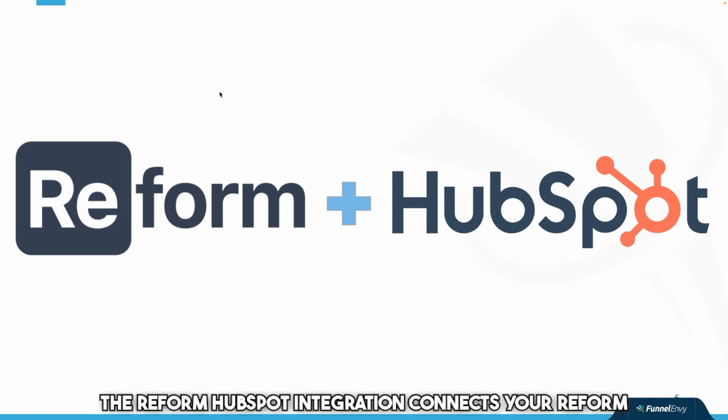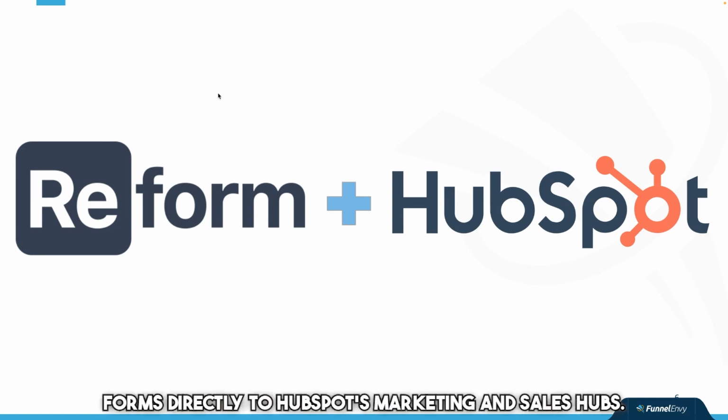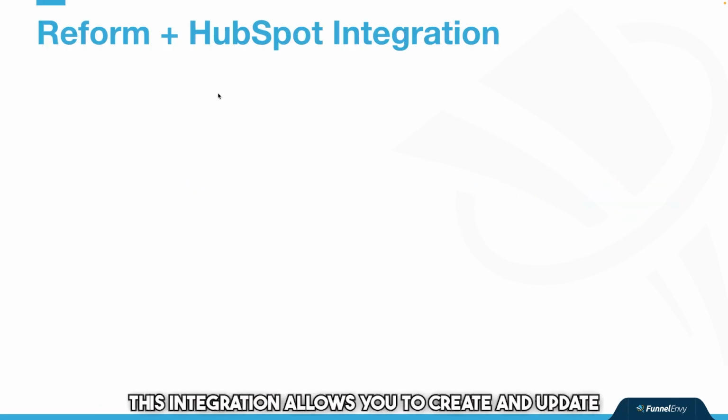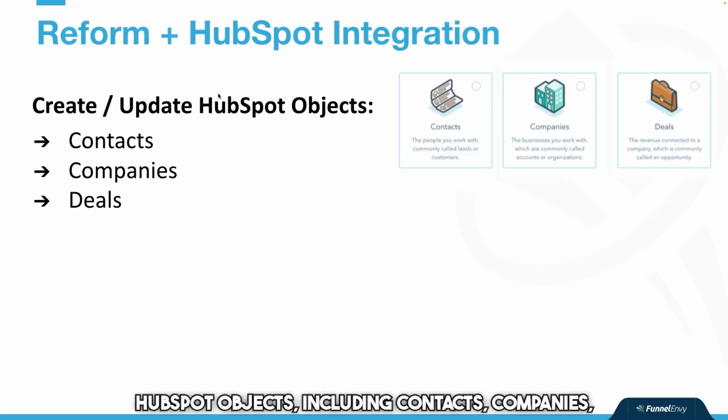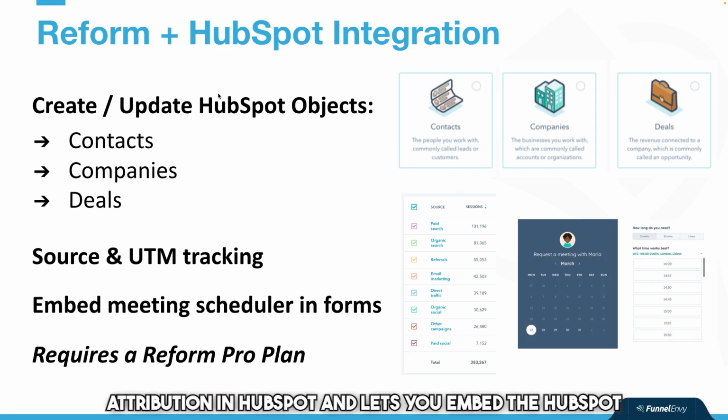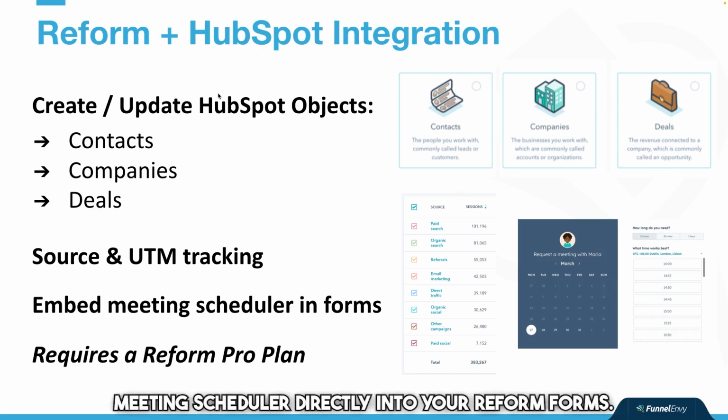The Reform HubSpot integration connects your Reform forms directly to HubSpot's marketing and sales hubs. This integration allows you to create and update HubSpot objects, including contacts, companies, and deals when Reform forms are submitted. It also enables seamless source and UTM tracking for attribution in HubSpot and lets you embed the HubSpot meeting scheduler directly into your Reform forms.